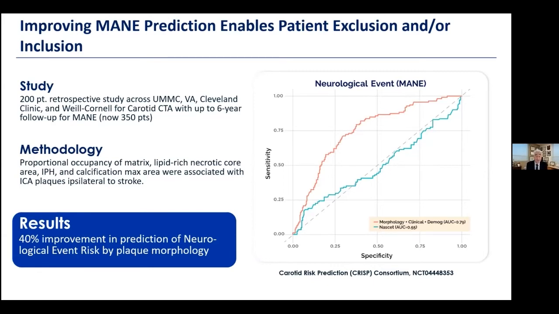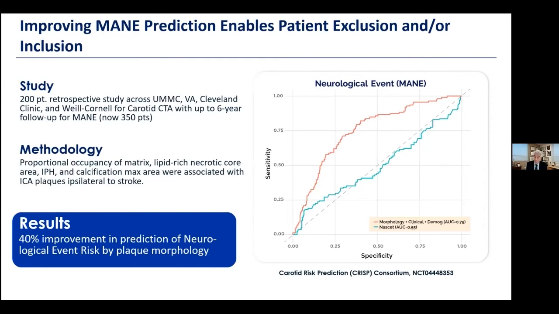And you can see that the methodology included looking at matrix, occupancy of the matrix, lipid-rich necrotic core area, intraplaque hemorrhage, and calcification maximal area, which were all associated with intracarotid artery plaques ipsilateral to the stroke. You can see here, if we just use the NASCET analysis, the area under the curve was 0.55, not very good prediction.